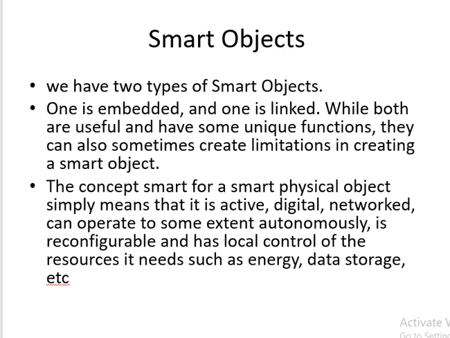The concept of smart for a smart physical object simply means that it is active, digital, networked, can operate to some extent autonomously, is configurable and reconfigurable, and has local control of the resources it needs such as energy, data storage, etc.